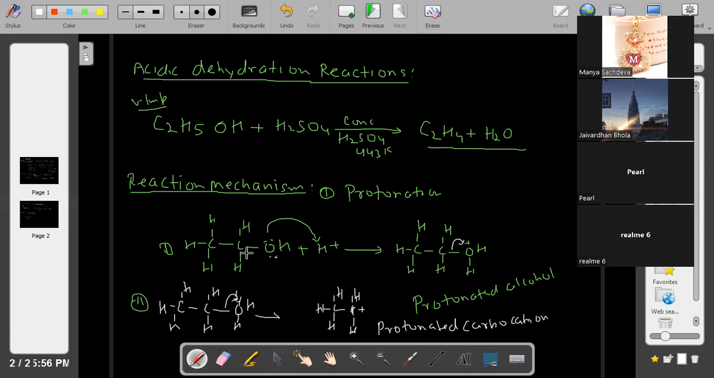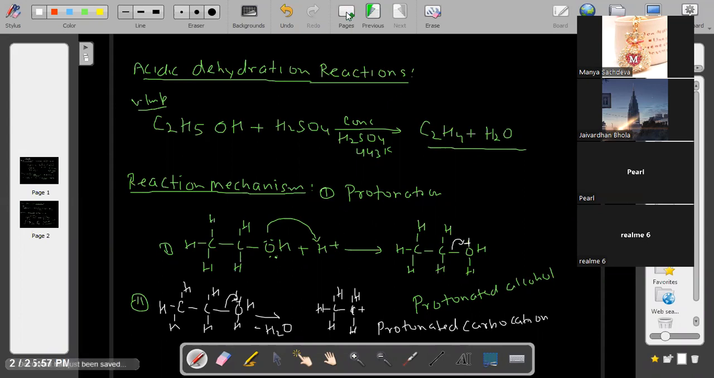There are two steps; again I am going to repeat. CH3CH2OH is protonated by taking a proton. That is the electrophilic attack, as I explained in previous classes, and you get the protonated alcohol. This oxygen accepts the proton and gives positive charge. Then the water molecule is removed, minus H2O, and the proton is transferred to the carbon atom.